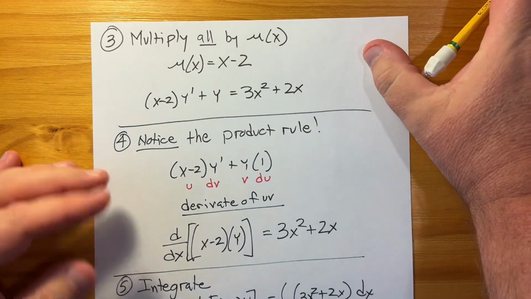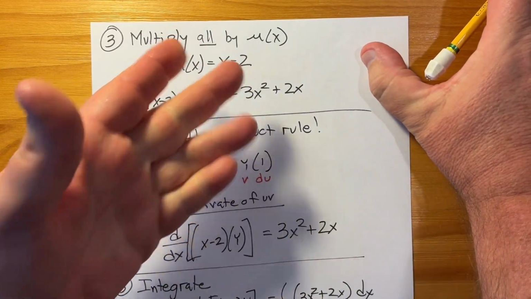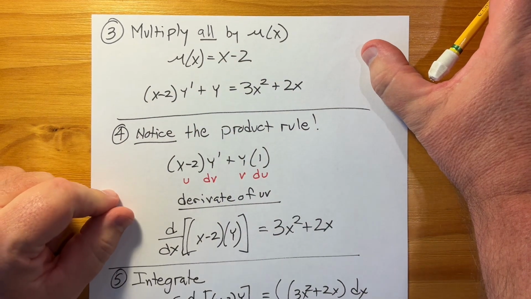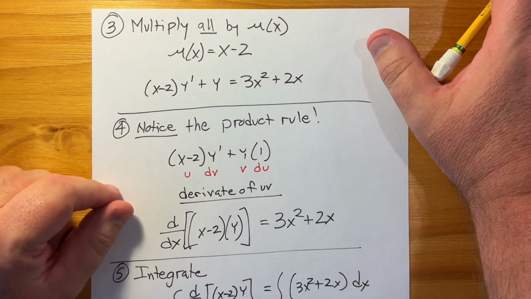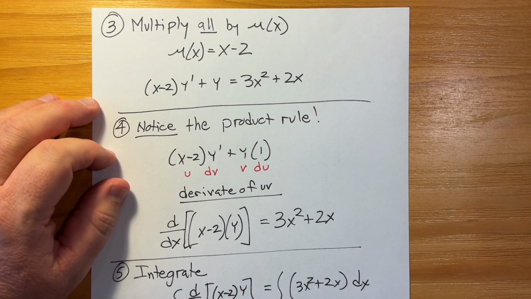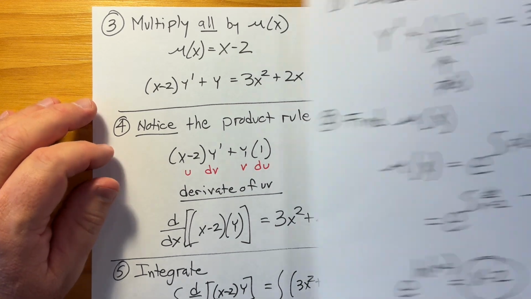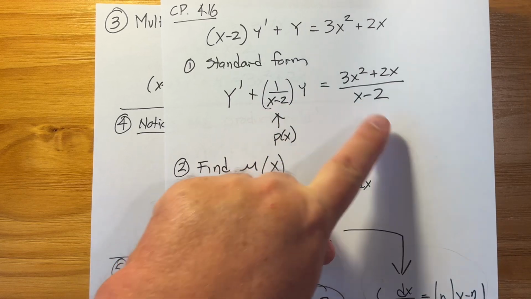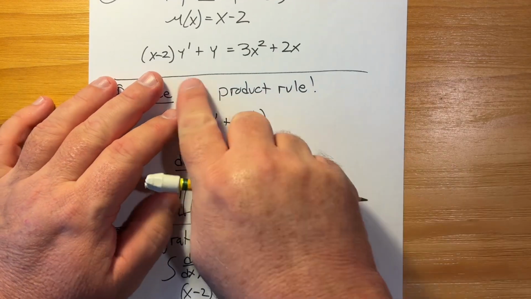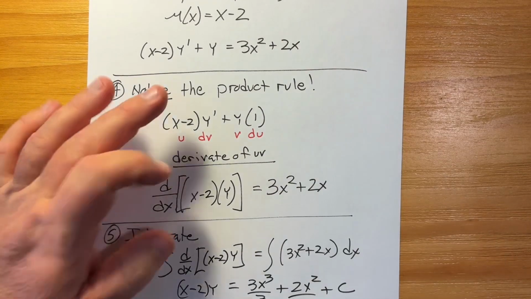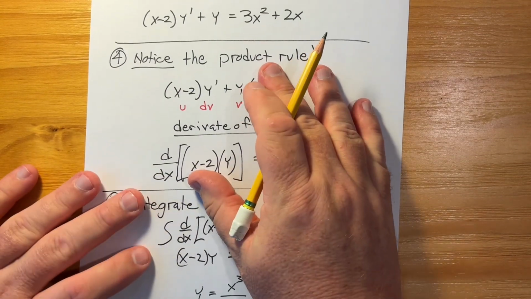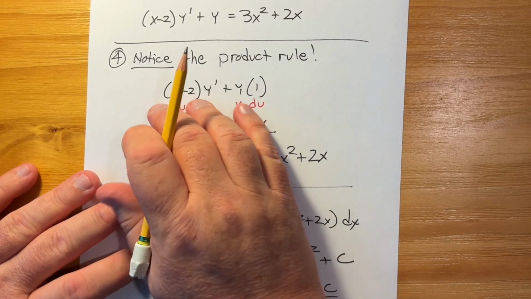Step 3 is then multiply everything by that mu. So I'm going to multiply everything in my equation by x minus 2. And then what happens is, in this case, notice that we had the x minus 2 on the bottom here and over here, so this actually canceled. So by multiplying by x minus 2, it actually cleaned it up a lot here. So here we are. Now, here's the most important part, step 4, and it's the trickiest one.